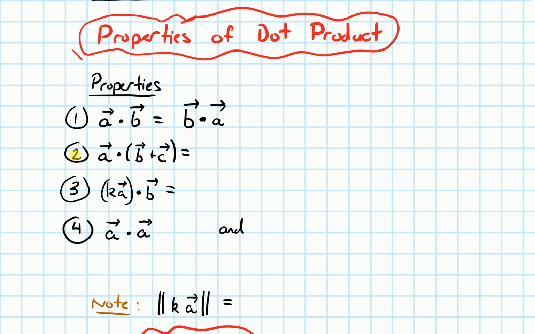So property 2 says that if you have A dotted with B plus C, where everything here is a vector, the A distributes, and you get A dotted with B plus A dotted with C.